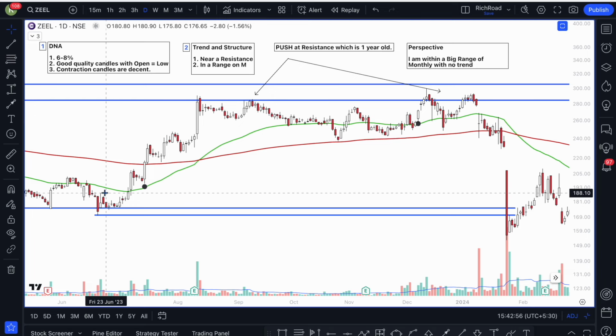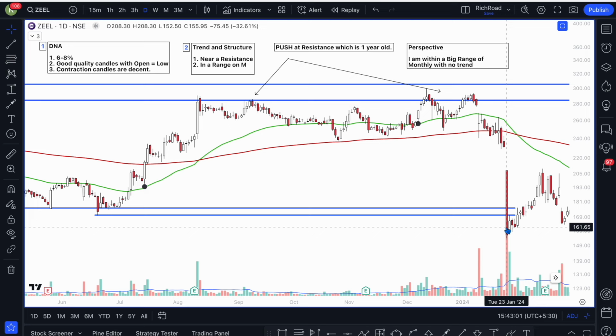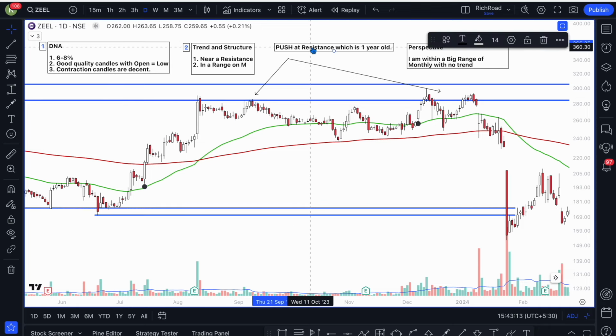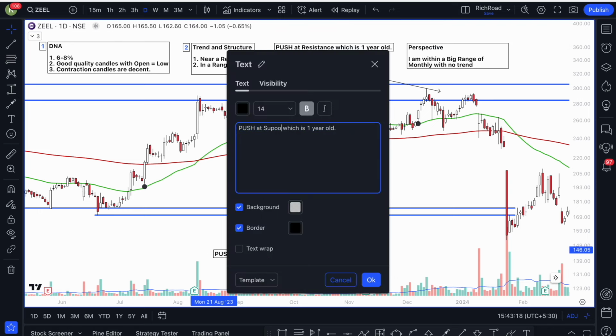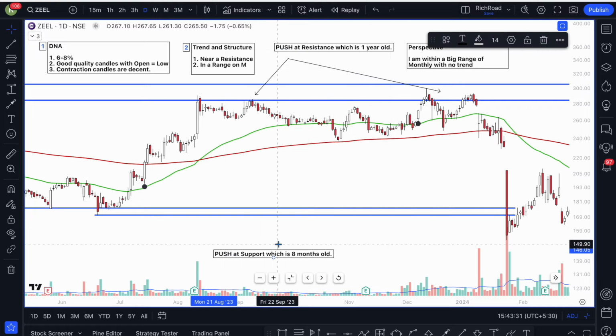That you had a support, but the support was June 23, and this is what? January 24. 8 months, 7 months compared to the year, right? So this is definitely of much smaller scale, which you will learn very soon. So you can take a note of that. You will write that. Push at support, which is 8 months old. So you get the perspective, right? Between 8 months, 6, 7 months and versus 1 year.